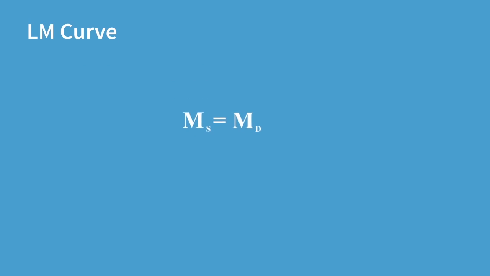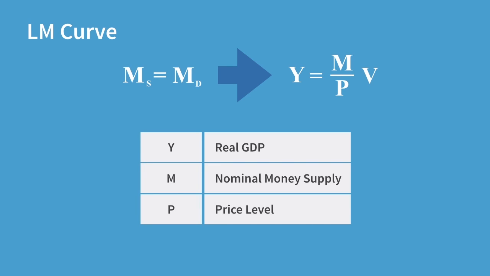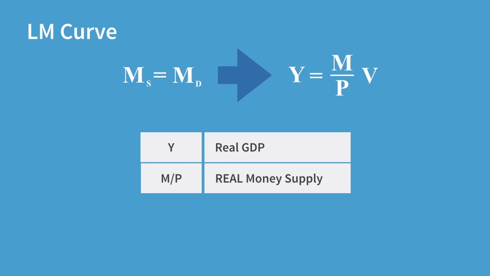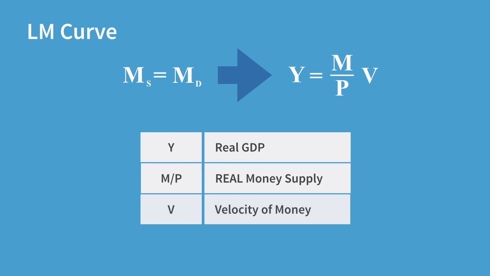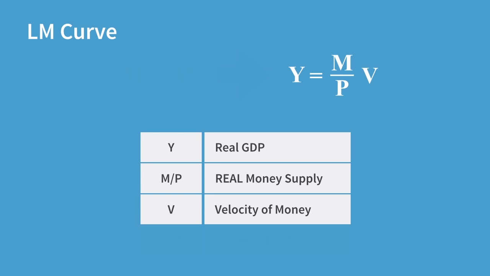Our understanding of the money supply comes from the quantity theory of money, which is expressed by this equation. Real GDP is equal to the nominal money supply divided by the price level, which is actually just real money supply, multiplied by the velocity of money. Now, the velocity of money is all about how quickly income is converted into consumption. 1 over V then would be considered a measure of people's desire to hold cash balances. From here now we must consider how each of these variables are related to interest rates and GDP.